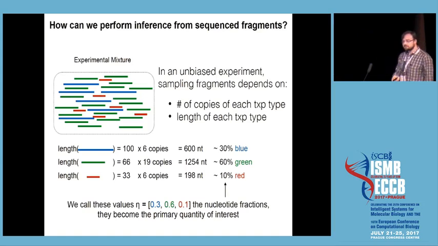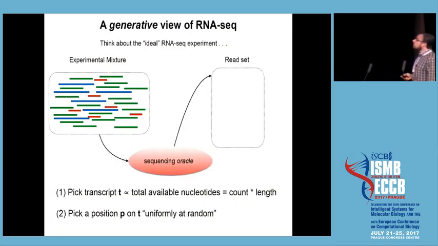red nucleotides. The way that this was originally posed by Bowley and Colin-Dewey in the ISMB paper was to think about the generative process of RNA-Seq as a 2-step process, and this is a simplified model. First we're going to choose a transcript from this experimental mixture to generate a fragment from, and we're going to pick this transcript proportional to the total available nucleotides, which, as I just said, is the count times the length. And then we're going to pick a position P on this transcript uniformly at random to sequence.